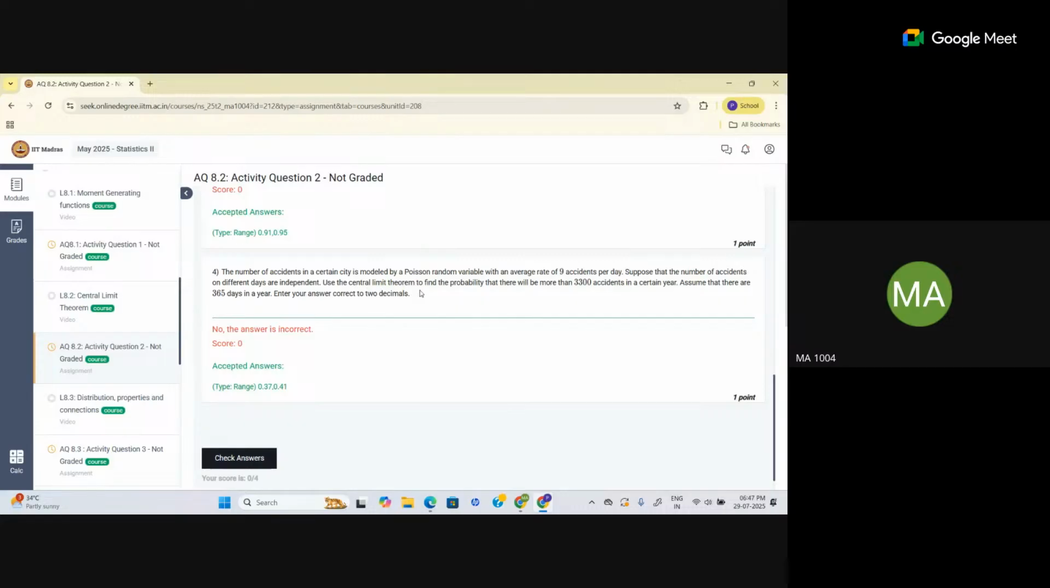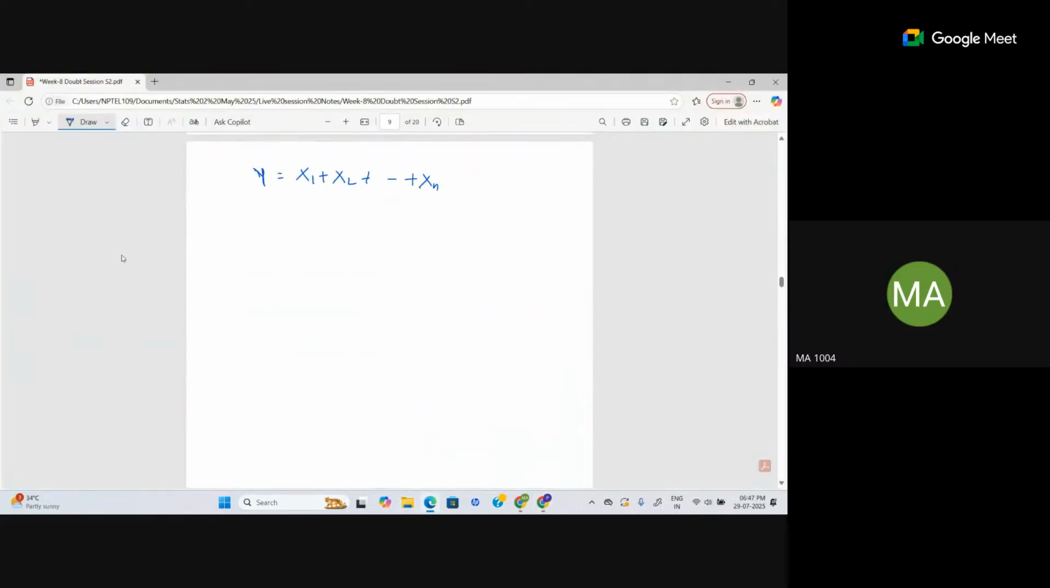So use the central limit theorem to find the probability that there will be more than 3300 accidents in a certain year, assuming that there are 365 days in a year. Okay, so this Xi is following a Poisson distribution with parameter lambda equals 9.